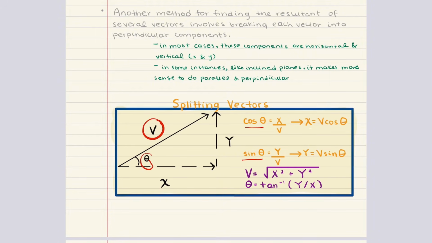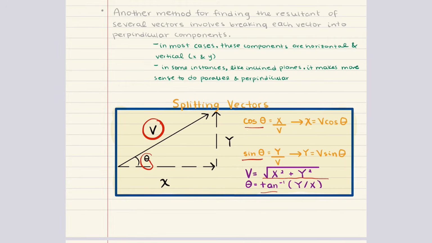Now, on the other hand, if you know x and y, we can find v. V is going to be equal to the square root of x squared plus y squared. In addition to that, we can also find the angle for the resultant vector. This is going to be equal to the inverse tangent of y over x. So we have a lot of important equations here for this section for the analytical method, where we break down vectors into their components along the coordinate axis.